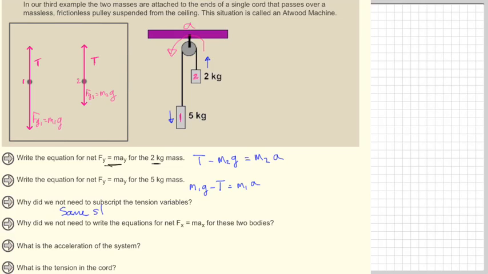So the weight is the force that is accelerating the system: the weight of the 5 kilogram object, m1g, minus the tension pulling back upwards, which is less than that object's weight, equals m1 times a. Why do we not have subscripts for the tension variables? Because it's the same string and they have the same tension. Why do we not need to write the equations for net F sub x equals ma sub x for these two bodies? We have no forces in the x direction. What's the acceleration of the system?